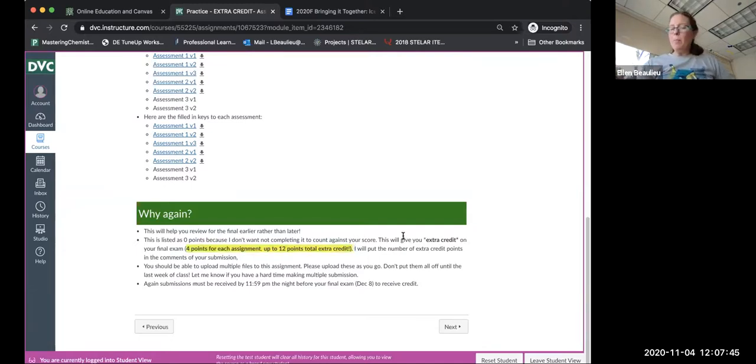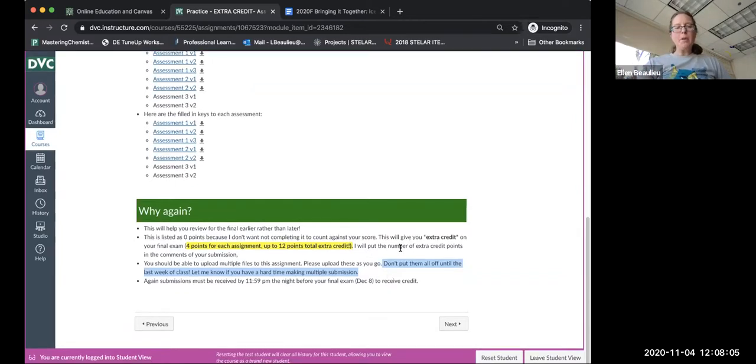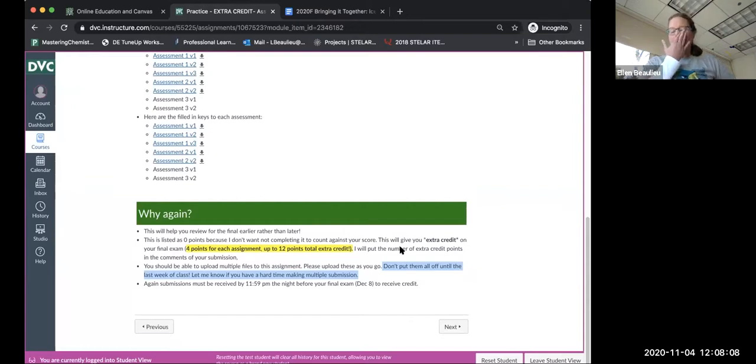You should be able to upload multiple files to this assignment, so you can upload them as you go. Please don't put them all off until the last week of class. Please actually take your work and try to do this reflection now. I know it doesn't feel like you have any time, but trust me, you have more time now than you will have later in the semester. Go back through and try to correct your work and think about what it was you didn't necessarily know. Get those skills, review anything you need, bring it to office hours if you need, go to tutoring if you need. Any of those options are available to you.